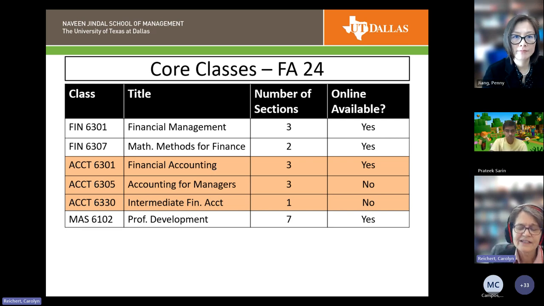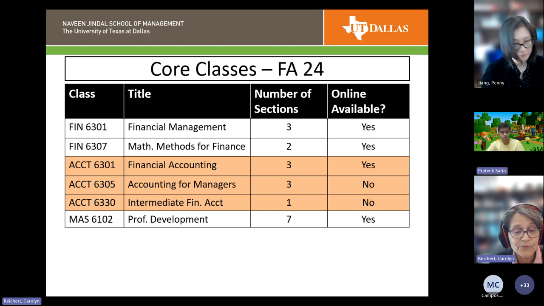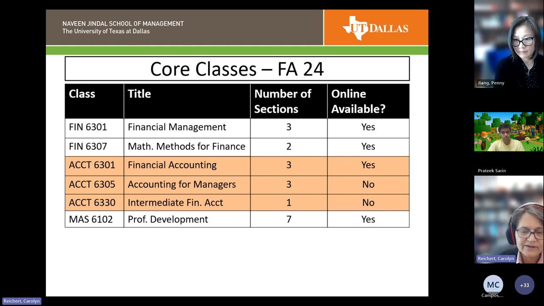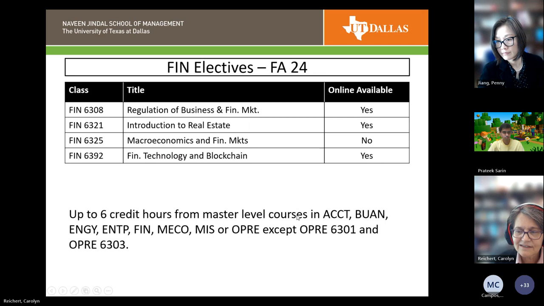For different tracks, the tracks are recommendations for career paths. So if you don't stay within your track, that's fine. The only requirement is four classes with a prefix of FIN or REAL for electives. The other two can be FIN, REAL, or from one of the other areas.